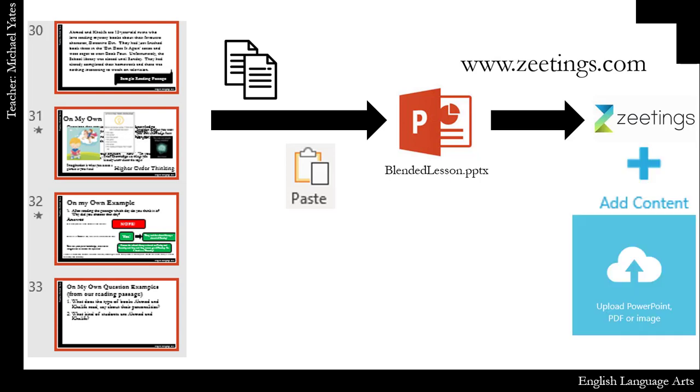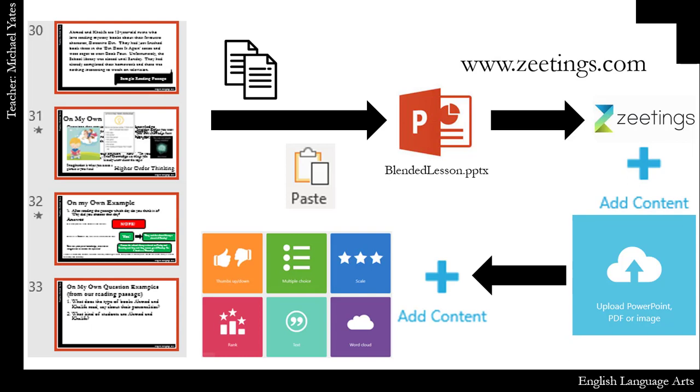So now what you're going to do is add content. You're just going to upload your blended lesson PowerPoint, and then you're going to see the slides pop up in there. It's actually really simple. Then the powerful part is you're going to add interactive elements. These can be AFL-type things, or like these ones, you can do thumbs up, thumbs down. These are built in within Zeetings itself.